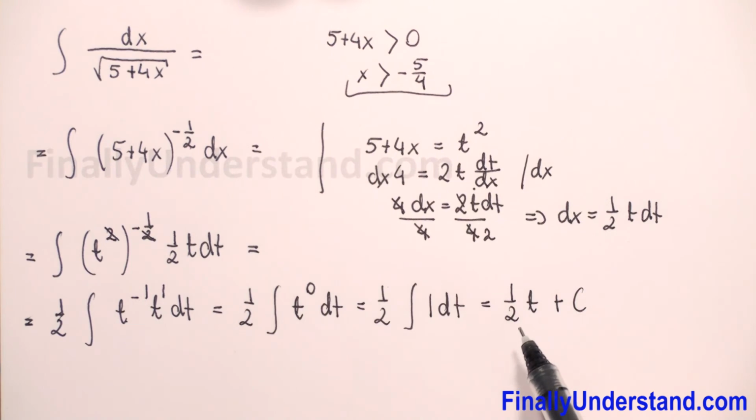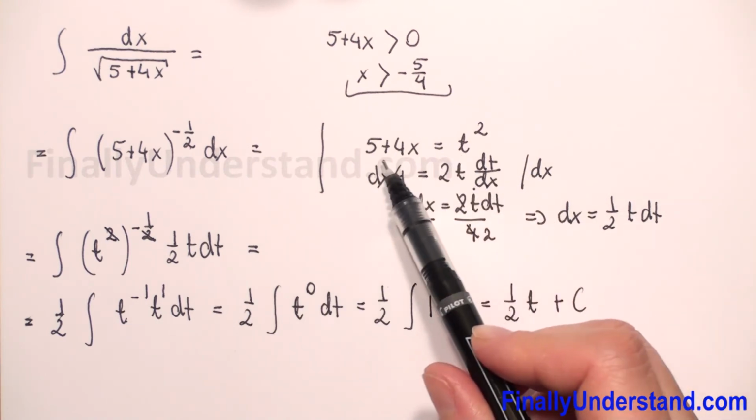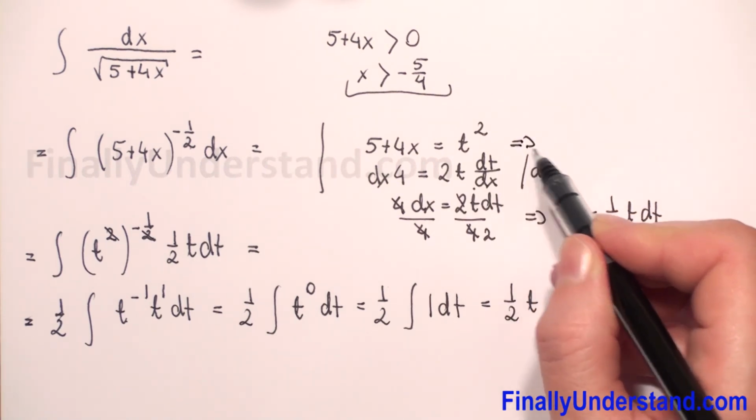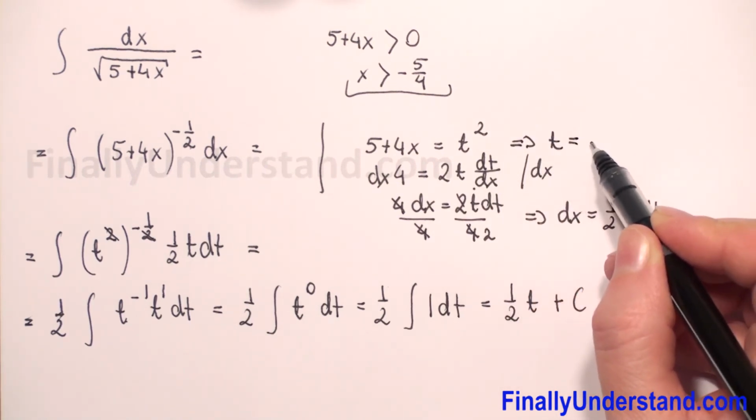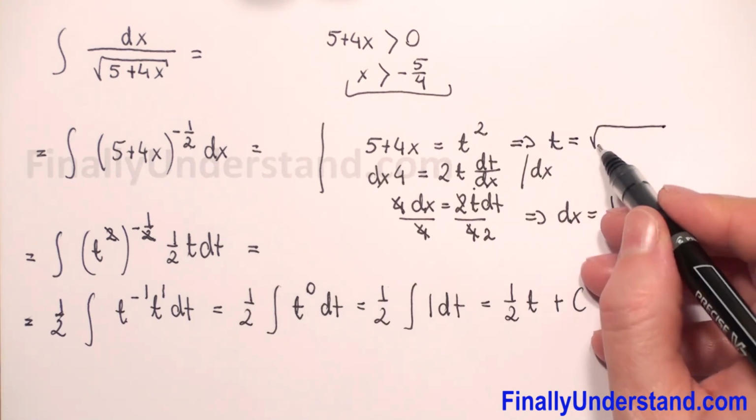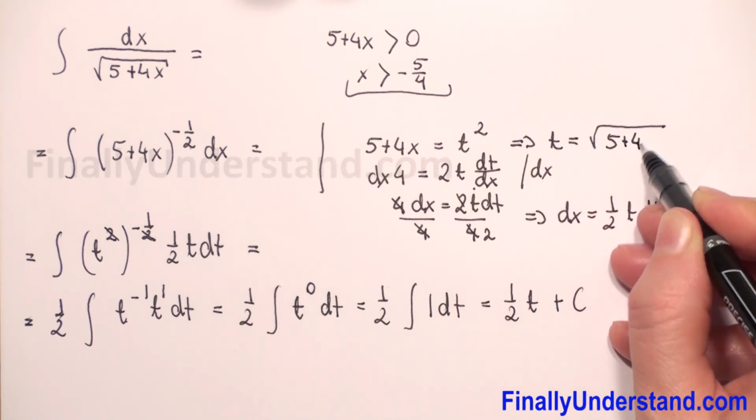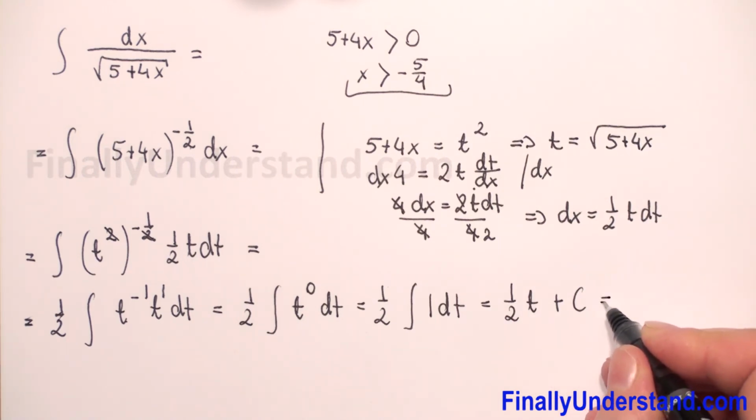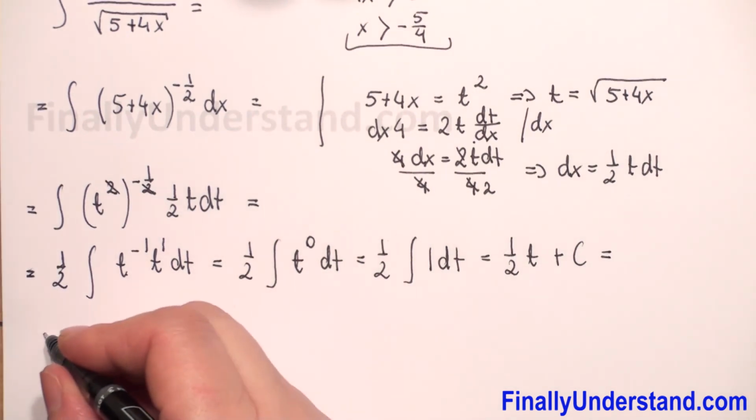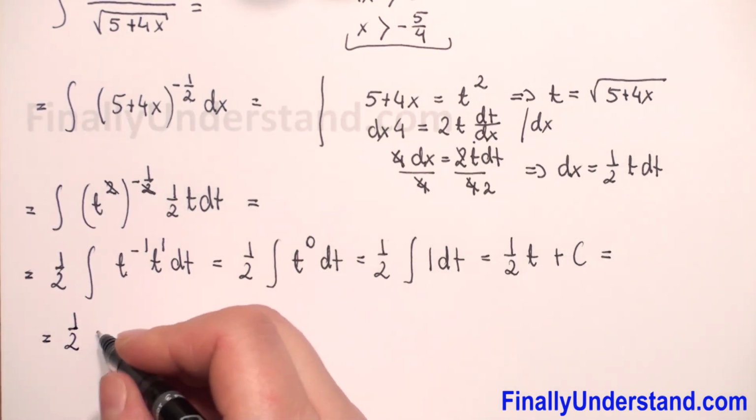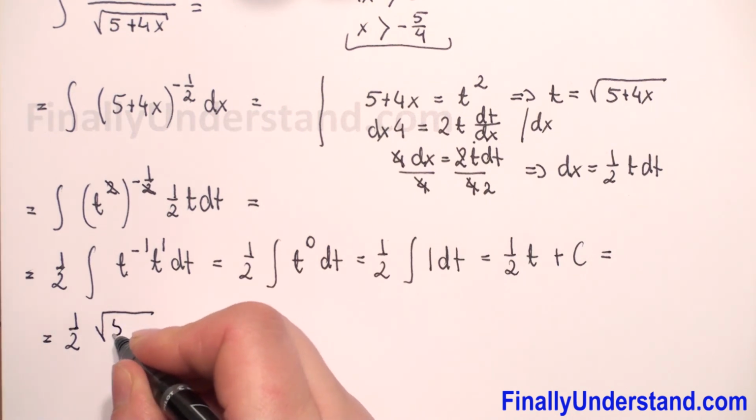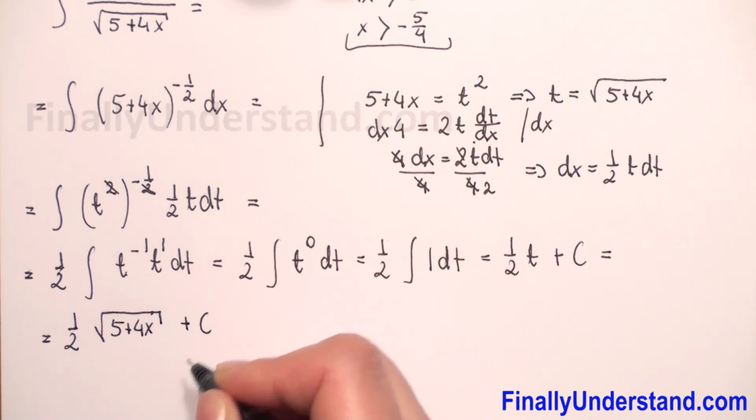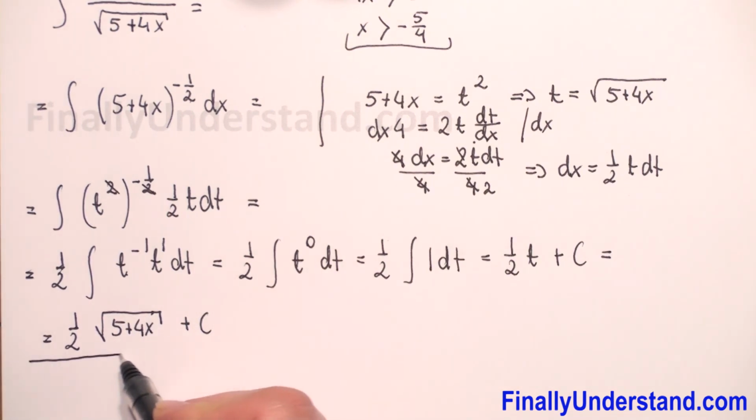Now we have to come back to our substitution. We put that 5 plus 4x is equal to t squared. It means t is equal to the square root of 5 plus 4x. So now we will substitute t, and we will have 1/2 square root of 5 plus 4x plus constant c. This is my solution.